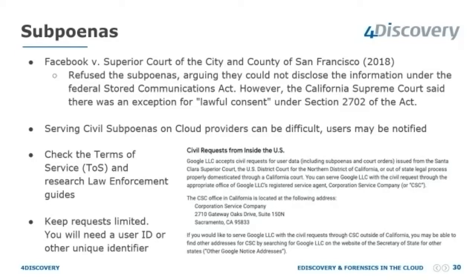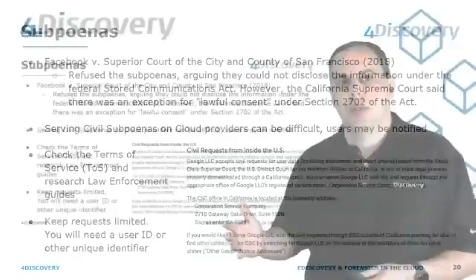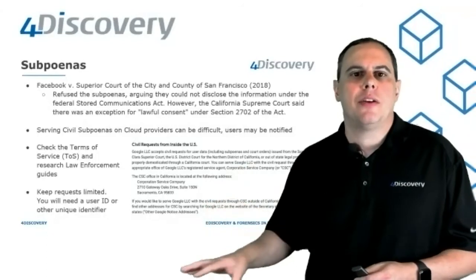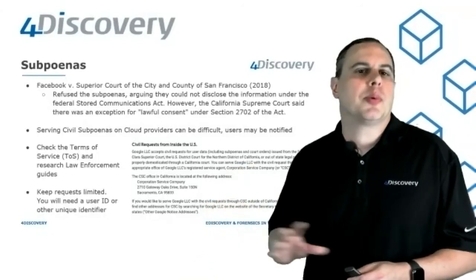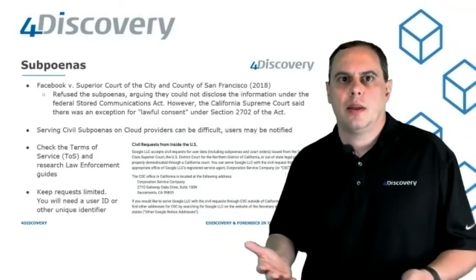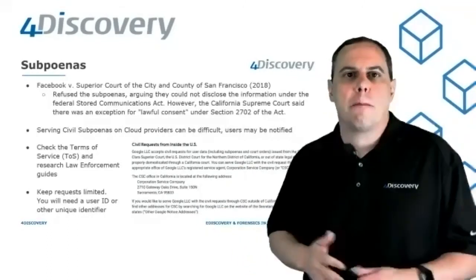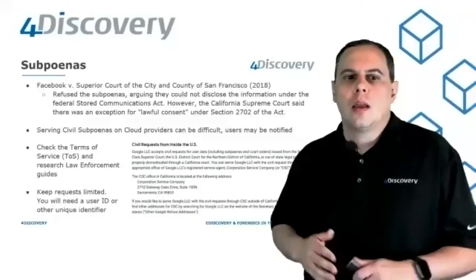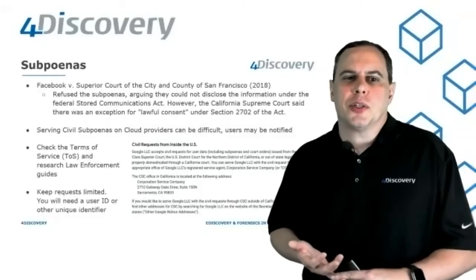But it can be very, very difficult to serve civil subpoenas on cloud providers. One difference between a civil subpoena versus a criminal subpoena is typically a criminal subpoena will include a clause in there that says the provider can't notify the end user, and that's typically not available in a civil subpoena. So if you are going to send a subpoena, the service provider might notify the user that they're actually being subpoenaed. The easiest way to do this is kind of check their terms of service.